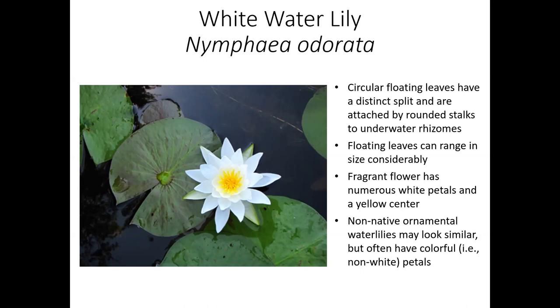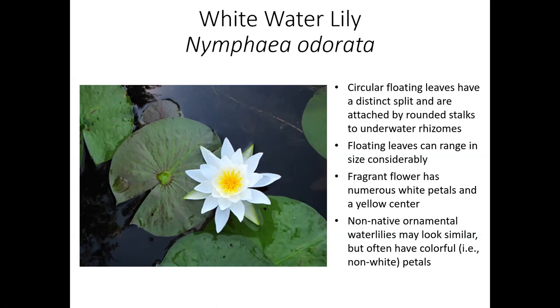The white water lily, as the common name suggests, has a very pretty multi-petaled flower. This typically sits right at the water surface or perhaps just a slight bit above. The petals of the water lily are white, and then the center of the water lily is a yellow color.